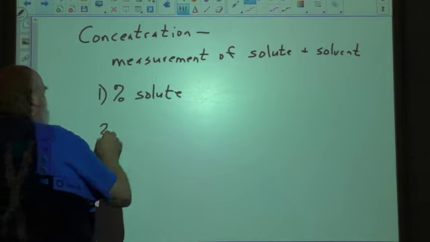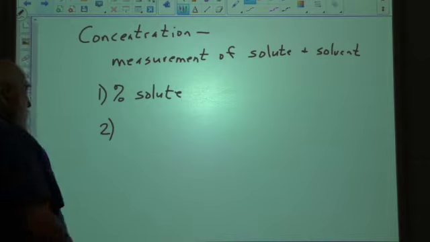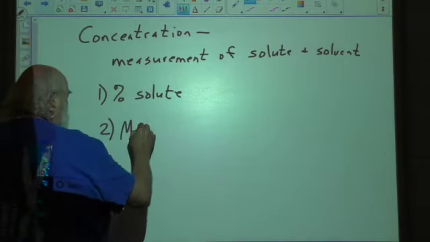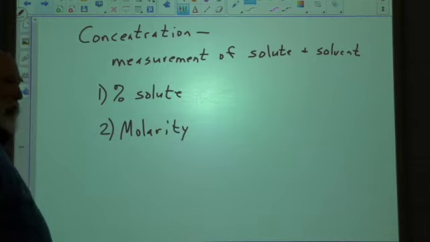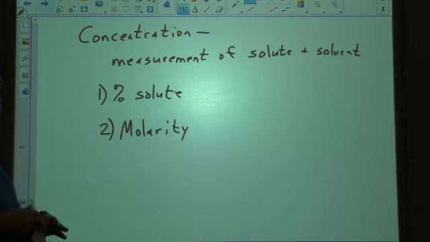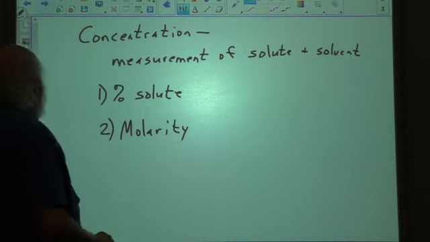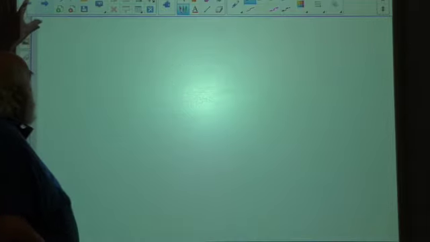And then the next lesson is what we call molarity, and this is the one that chemists like to use the most. Percent solute is the one that industry or businesses like to use the most. So I think it's kind of important to know both of those. So how do we do that? Well, let's talk about percent solute.